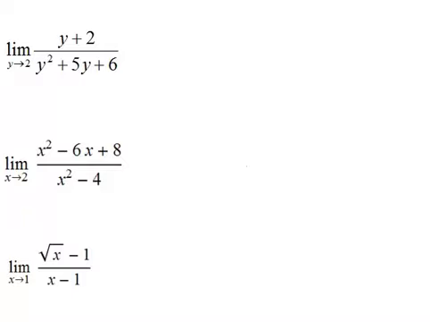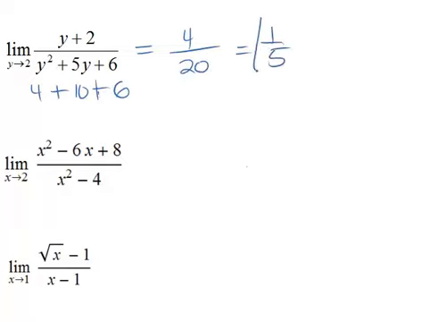We're going to compute these limits. When we see a limit to compute, the first thing we look at is, could I directly evaluate this? This is a rational function, and as long as the denominator is not 0, I can just go ahead and put 2 in for y, and that's going to be the case here. So if I put 2 in here, the numerator is 4, and this is 4 plus 10 plus 6. So that's going to be 20. So our limit is 1/5, found by direct substitution.